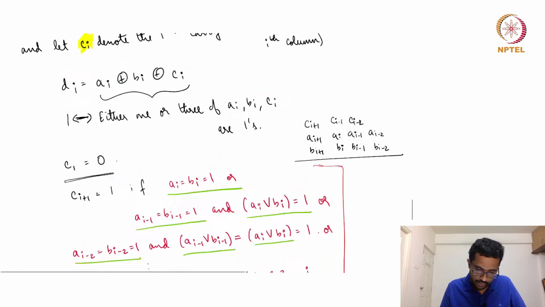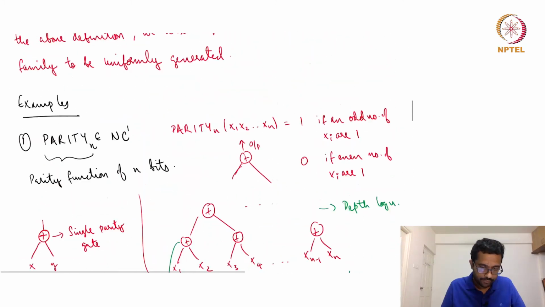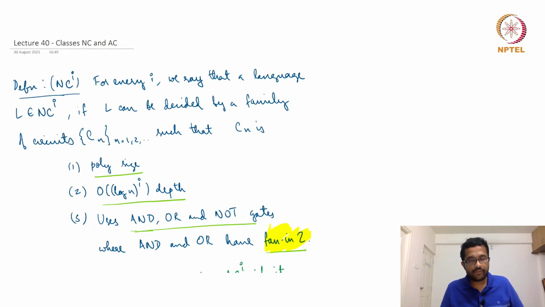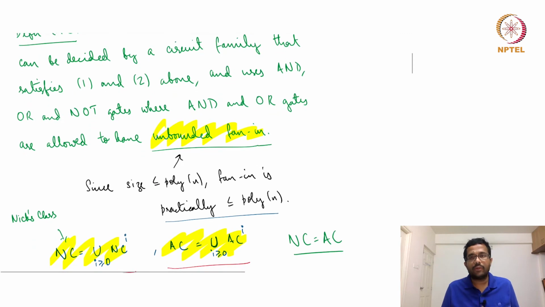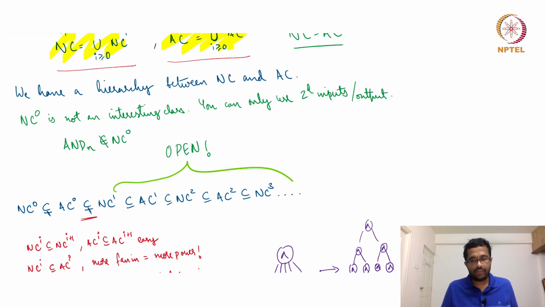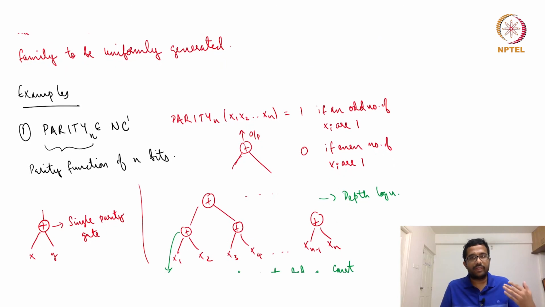I think that's all that I wanted to say in this lecture, lecture 30. So we defined the NC hierarchy. NC^i is the class of all languages that can be decided by polynomial size, order log n to the power i depth circuits using AND, OR or NOT gates, where AND and OR gates have fan-in 2. AC^i is exactly the same, but we allow unbounded fan-in. Then we saw this hierarchy between NC and AC, and what uniform NC and AC are, and from then on we only focus on uniform NC and AC.